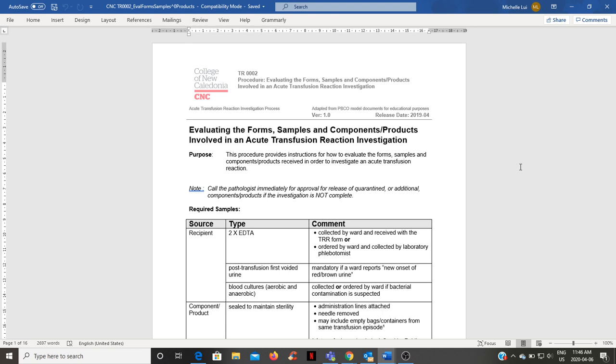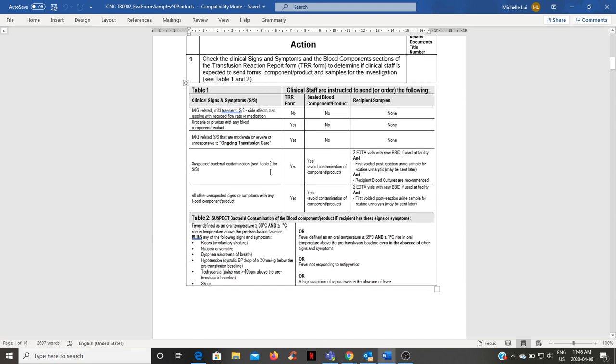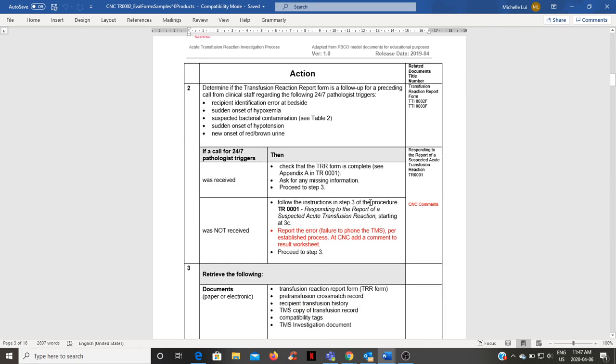So procedure number 2, in this case, let's see where it fits in. So we've gotten samples, that's good. Let's see if anything fits in suspected bacterial contamination for this case. Right away we can say no, because there was no fever with this case. So not suspecting bacterial contamination. So we're basically in this box here, all other unexpected signs or symptoms. The form we received, the blood component product we received, the samples we received, and we'd proceed as usual.